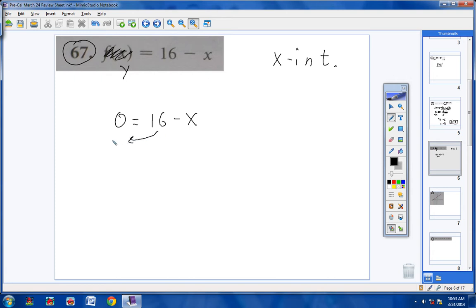Bring your 16 over, becomes a negative 16. 0 minus 16 is negative 16 equals negative x. And then divide both sides by a negative 1, and 16 equals x. So there's your 0, or your x-intercept, whatever you want to call it. So your x-intercept, or 0, for number 67 is 16.